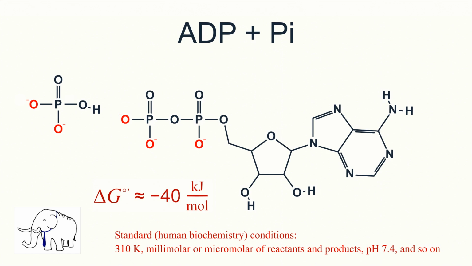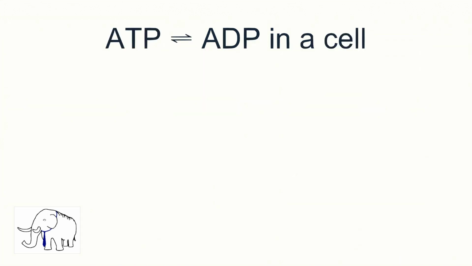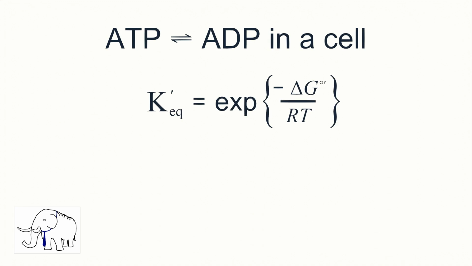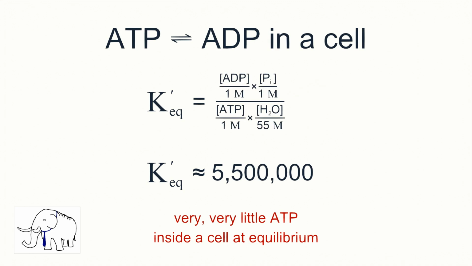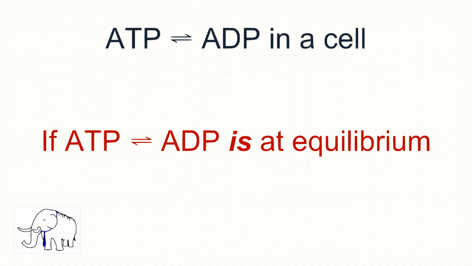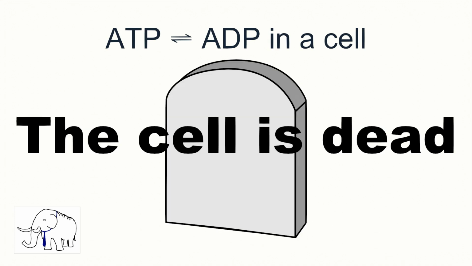Delta G0 prime represents the, yes, but in human biochemistry, standard conditions are around 310 Kelvin, concentrations of ATP, ADP, and phosphate are in the millimolar to micromolar range, pH of 7.4, and so on, those kind of standard conditions. Delta G0 prime tells us where the equilibrium constant, Keq prime, is under these more biologically plausible standard conditions. By the way, if the hydrolysis of ATP is ever at equilibrium, that would be an excellent definition of dead.